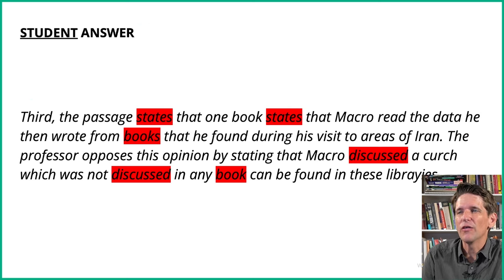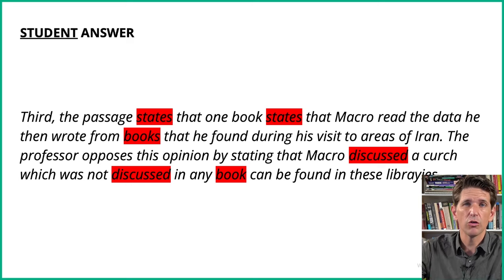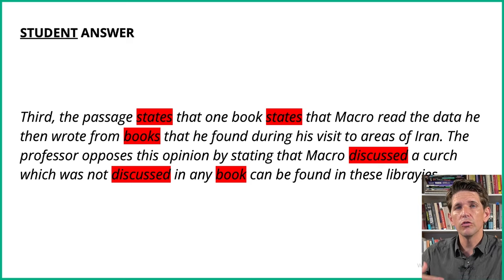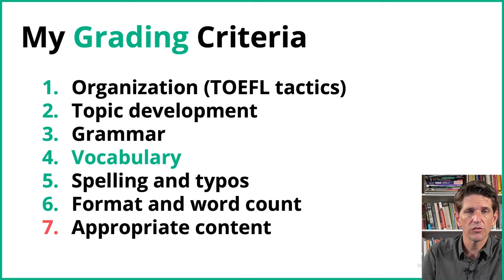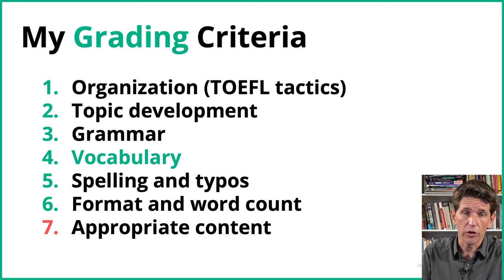And, oh, that's why. So another thing is that the student uses a lot of the same vocabulary. States, discussed, book. So their vocabulary variety score is going to go down as well. So you need to find synonyms. I know you're kind of saying the same thing a lot. It's the same structure. But you'll have to find different ways to say the same thing. It's very important. So their vocabulary score is gonna hurt from this.